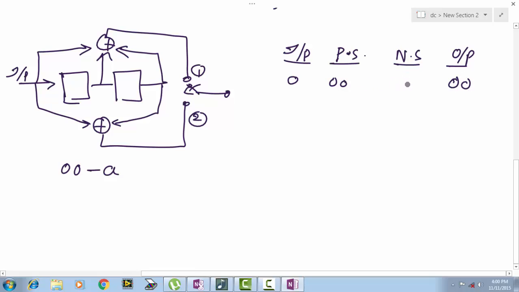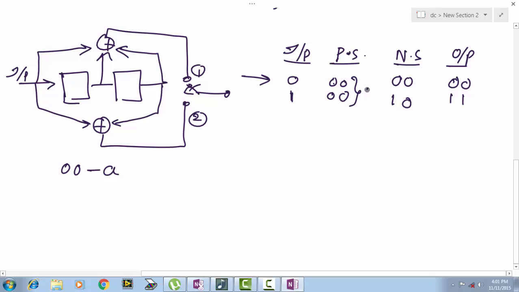And what is the next state? For every clock pulse, the input bit will be shifted into the first memory element, and the content of the first memory element will be shifted to the second memory element. So shift will be in this way. So in that sense, the next state will be 0 0. Suppose the initial state is 0 0 and the input bit is 1, then the first output will be 1, similarly the second output is also 1. Next state, this will shift here, this will shift here, so 1 0.